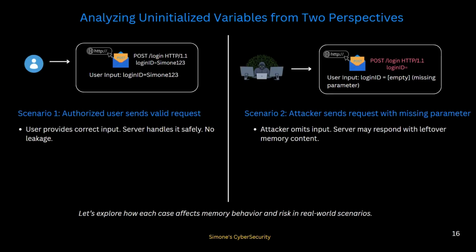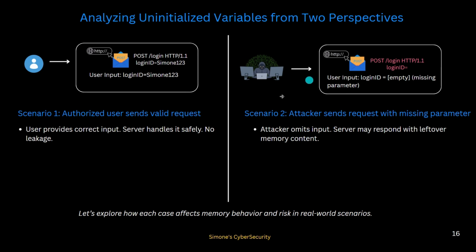Now that we have seen how uninitialized variables can pose serious risks, let's explore this further through two practical scenarios. In both cases, let's assume that the variable on the server is uninitialized, meaning it might contain leftover data from memory. In scenario 1, we will see how the system behaves when a legitimate authorized user sends a properly formed request to the server. And in scenario 2, we will see what happens when an attacker sends a malformed request that is missing expected inputs to a server that has this uninitialized variable problem.